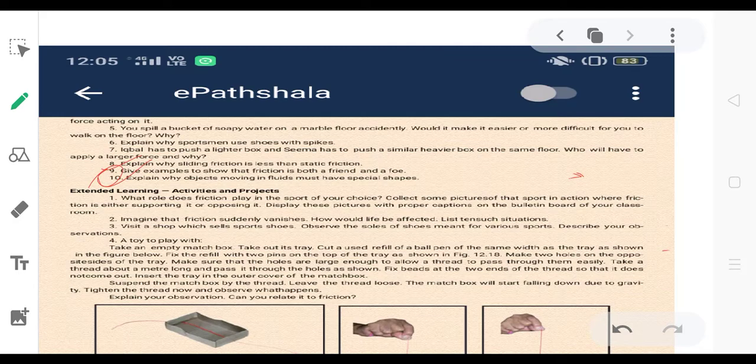So number 10 is: explain why objects moving in fluids must have special shapes.